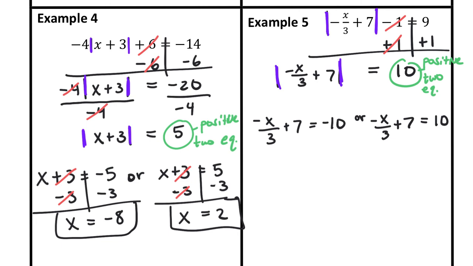Okay, so I'm going to solve for x on the left here. It's going to cause me to subtract 7 over here, 7 over here. Bring down the negative x over 3. These 7s will cancel. And it's going to equal negative 17. They're going to add, right? 10 plus 7 is 17, and they're both negative.